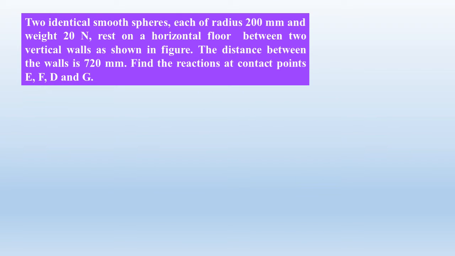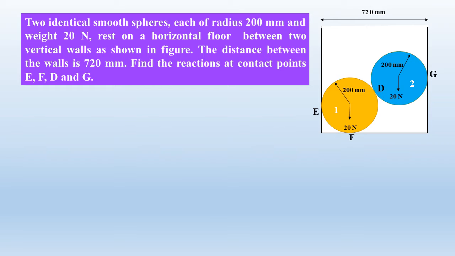Consider a problem. Two identical smooth spheres, each of radius 200 mm and weight 20 newtons, rest on a horizontal floor between two vertical walls as shown in the figure. The distance between the walls is 720 mm. Find the reaction at contact points E, F, D and G.